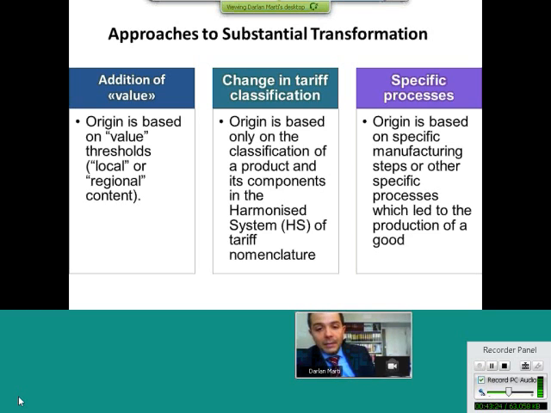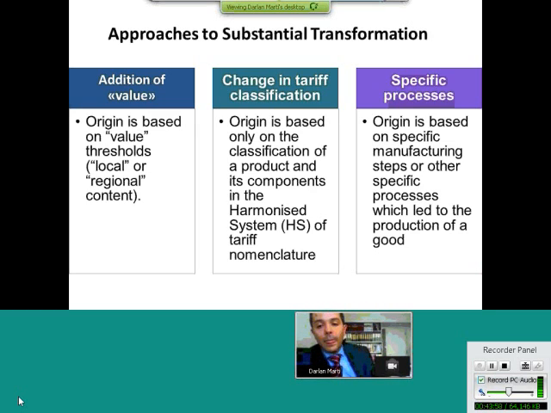The second possibility is changing tariff classification. You might have heard about the CTH or tariff shift, and this is where we compare the final good with the inputs that were used in its production. If the tariff classification of the materials is different from the tariff classification of the final good, there could be substantial transformation, and therefore a new origin would be acquired by the goods.